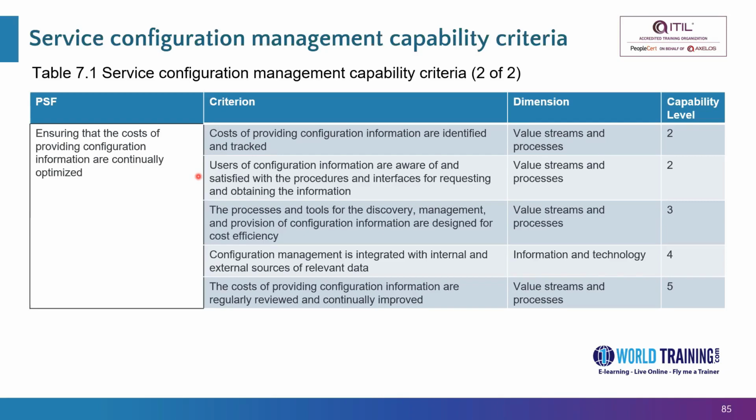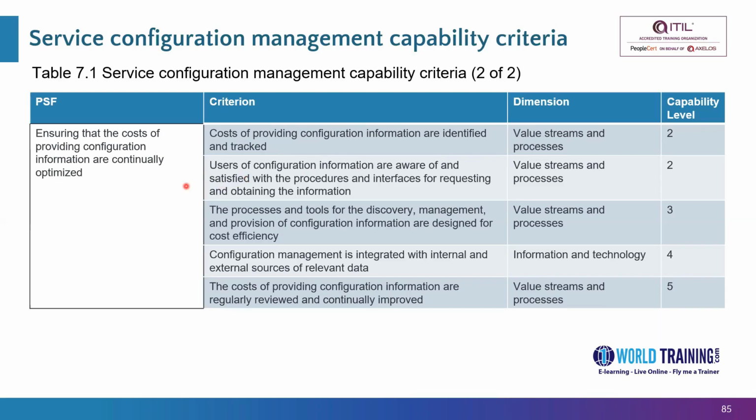However, there are 2 entries here which do not have the word cost. So it could be from this PSF or from the PSF that we saw on the previous slide. So let me read out those 2 only. The second one here: the users of configuration information are aware of and satisfied with the procedures and interfaces for requesting and obtaining information. That one is at level 2, the value stream and process dimension.